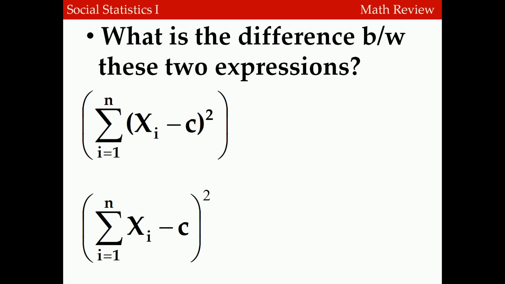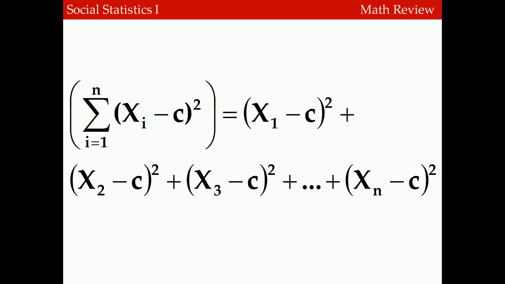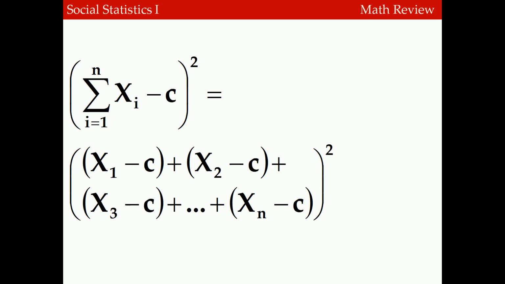Whereas the expression at the bottom tells us to take the sum of x sub i from i equals 1 to n and subtract c, and then square the resulting quantity. There we would take x1 minus c, x2 minus c, x3 minus c, all the way to xn minus c, and we're going to square the entire expression. So there's a little bit of a difference. For the first one, we're going to square each one of them: x1 minus c squared, x2 minus c squared, x3 minus c squared, all the way to xn minus c squared. For the second expression at the bottom, we're going to take x1 minus c, x2 minus c, x3 minus c, through xn minus c, and only then do we square it after we sum them.